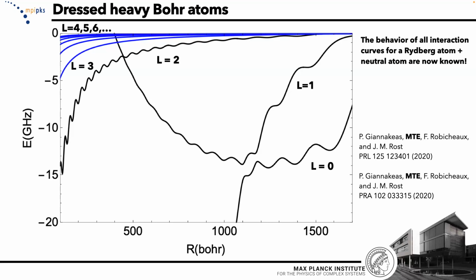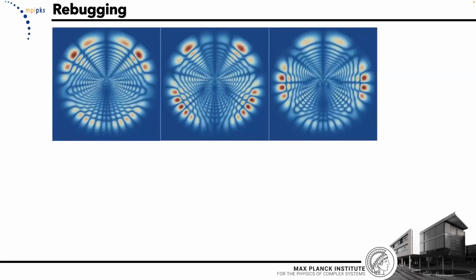But the important thing is you see that, yeah, they all wiggle, of course. These will also wiggle if you do the full quantum calculation. But we now know the full structure of this problem. We know all the possible potential curves that come away from this degenerate manifold of the Rydberg atom for all high partial waves. And they're all Coulomb-like.